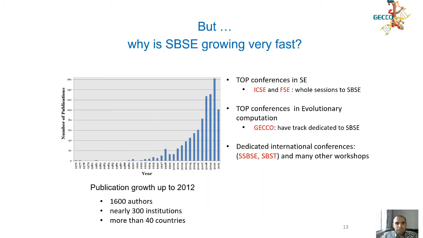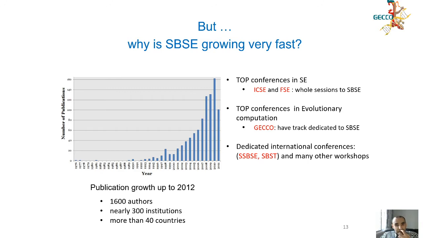So the field of search-based software engineering is growing very fast over time. As we can see, the trend of the use of SBSE until mid-2012, we have over 1,600 authors from nearly 300 institutions spread over more than 40 countries. So this is a realistic scenario, and the philosophy behind SBSE pushed a lot of researchers and practitioners to use SBSE to solve their problems.